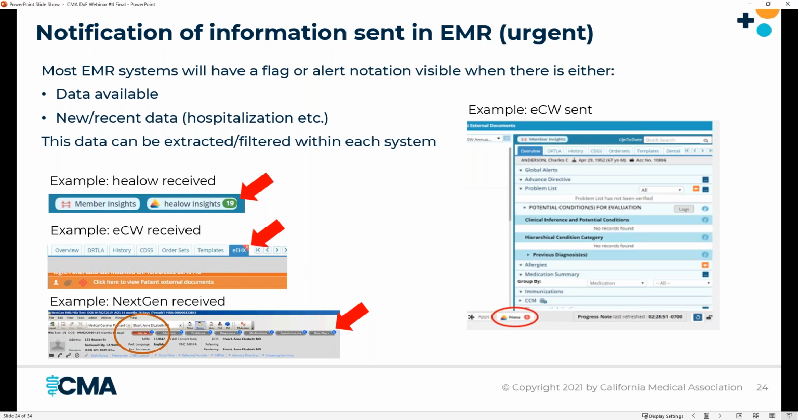So you're never going to have to search all over for it. It's just a matter of, oh, this tab turned red. I need to look at it now. And then you can go through the data and get as granular as you want to with that.